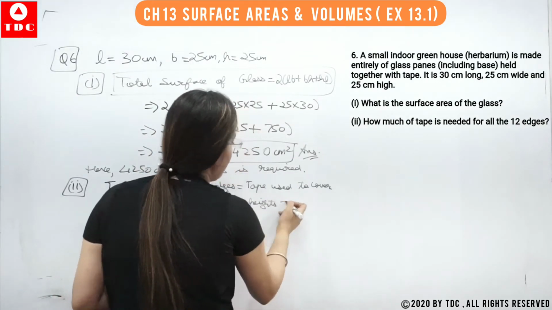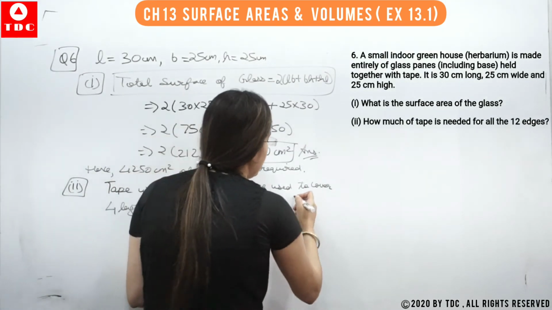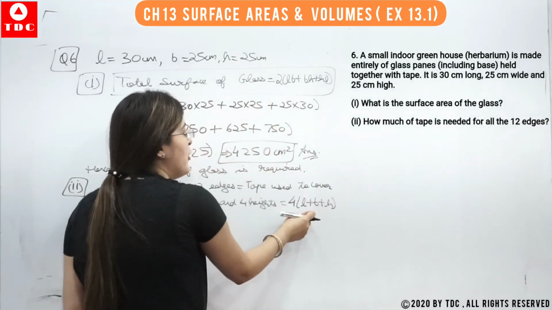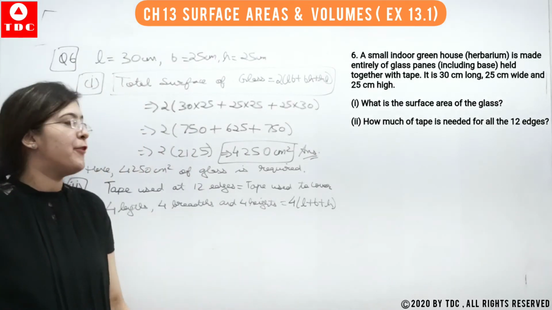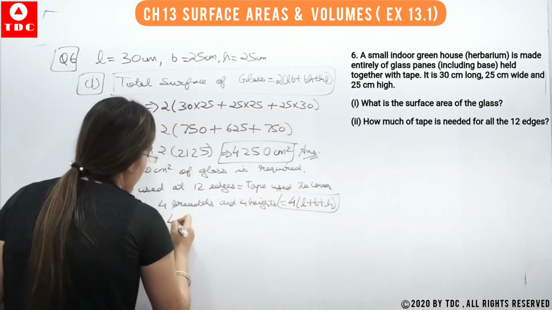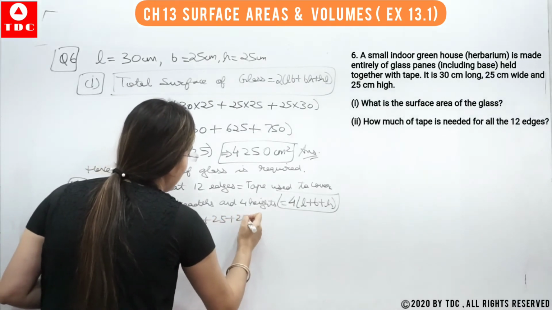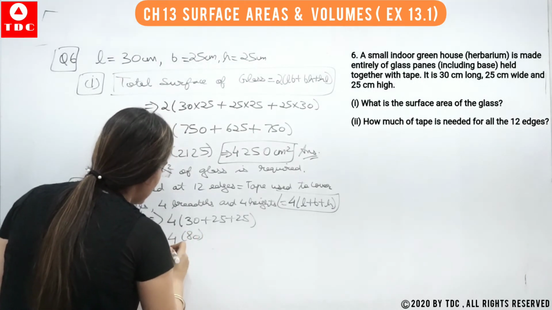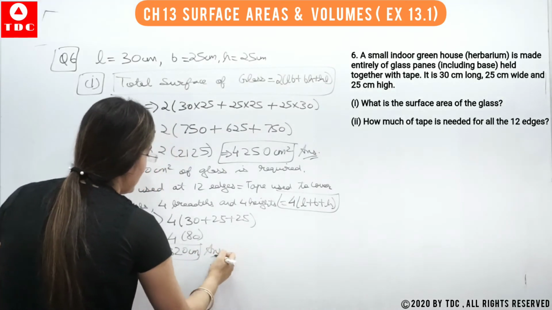We require this. I have told you just now that a cuboid has a total of 12 edges. So we can use 4(L plus B plus H). Why? 4L plus 4B plus 4H. So for ease, we have taken 4 common. Let's put the values here. What is the length? 30 plus 25 plus 25. How much we will get? 80. That means 320 centimeter. This is your final answer.